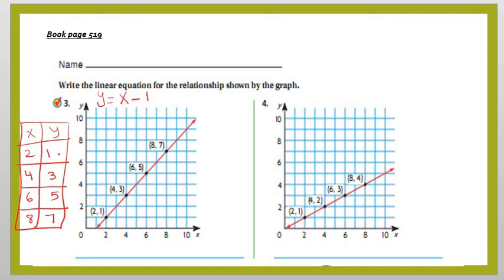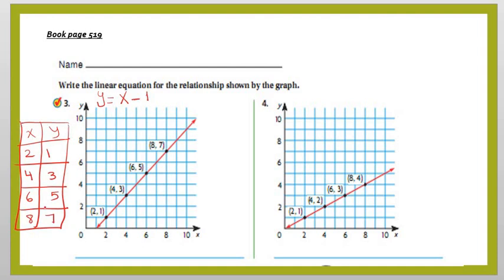2 minus 1 equals 1. Okay, let's try another one. Here, when X equals 4, remove the X and put 4. 4 minus 1 equals what? 3. So this is the correct answer.